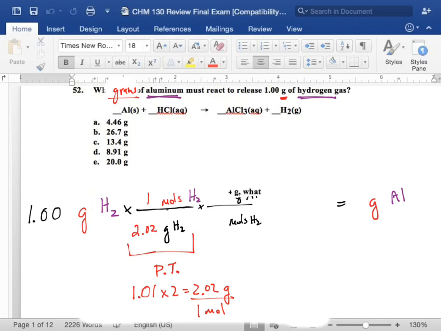However, I could convert to moles of aluminum. Where is that relationship found? Where do I find the ability to convert from one substance to another substance? From a balanced chemical equation. Because what does a chemical equation do? It converts reactants and makes them products. That's the point of the chemical equation.